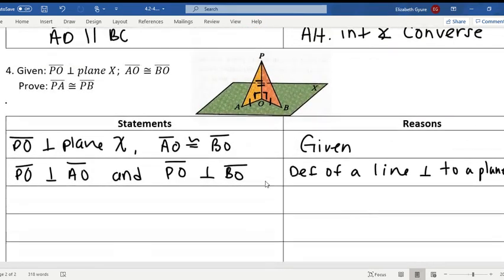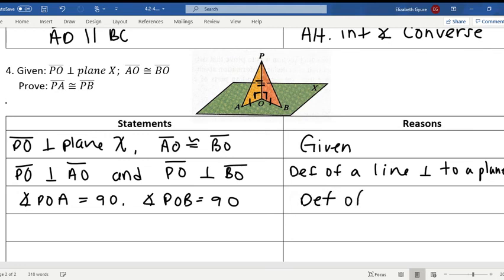So we are going to say that angle POA equals 90 degrees and angle POB equals 90 degrees. What definition lets me do that? Julia? Yeah, perpendicular lines, but yes. Definition of perpendicular lines. We had perpendicular lines make right angles. Now what?